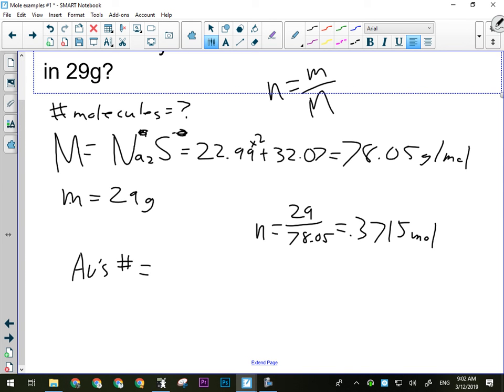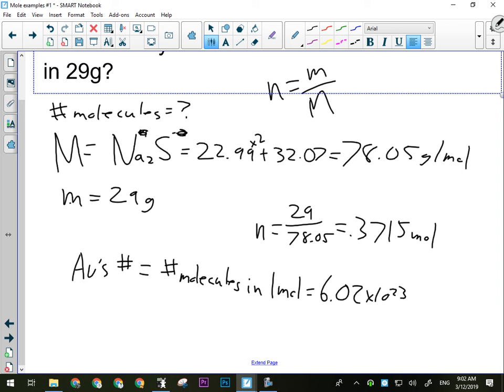Right, it's the number of molecules in a mole, or particles in general, but in this case it's molecules. And that is 6.02 times 10 to the 23. So if that's how many there are in 1 mole, and I have 0.3715 moles, what do I do with these two numbers to get the number of molecules?